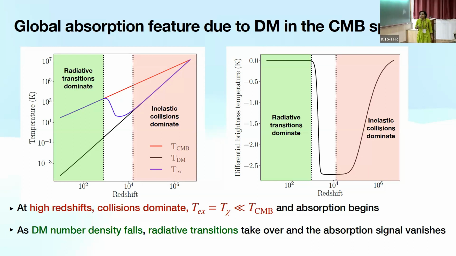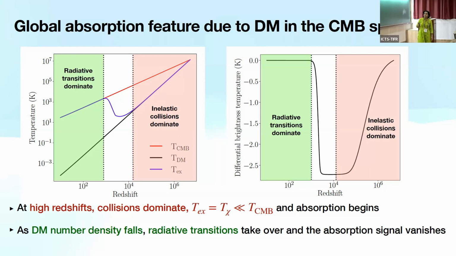Then what happens because of that is now we have CMB and we have the dark matter. So dark matter has a lesser temperature compared to CMB and it starts absorbing photons. So on the right-hand side, you see the energy spectrum of CMB, and this is with respect to a perfect black body. So if it goes negative, it's going into absorption. So it goes down. And then as the number density of dark matter dilutes, the inelastic collisions are no longer efficient, and it is the CMB that decides the level population. So if the medium and the CMB have the same temperature, then the absorption signal vanishes.